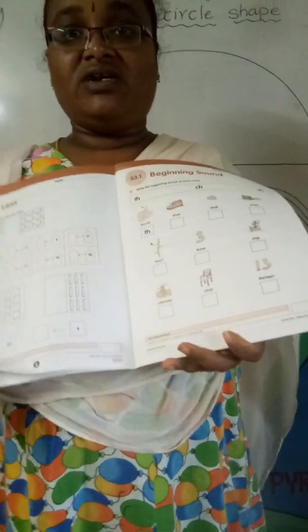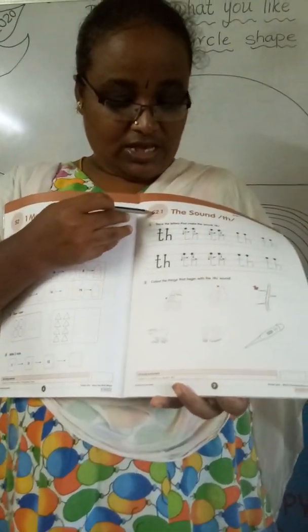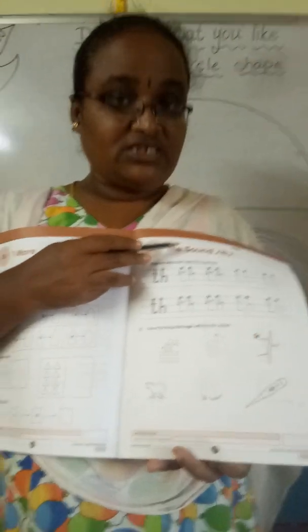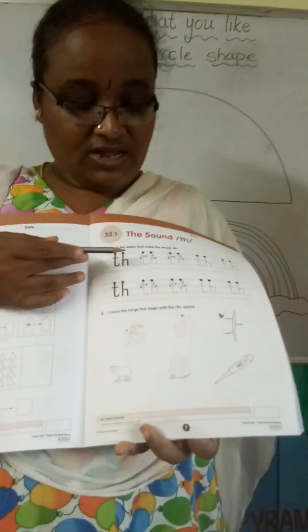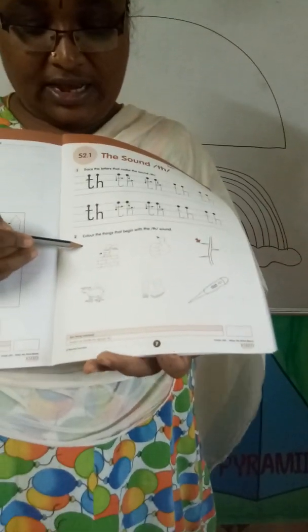No? Next where we are moving? Yes, blend word. TH it blend words. TH it blend word. S2 dot 1 the sound TH it. So write the today's date. Trace TH it letter and come to the second question.